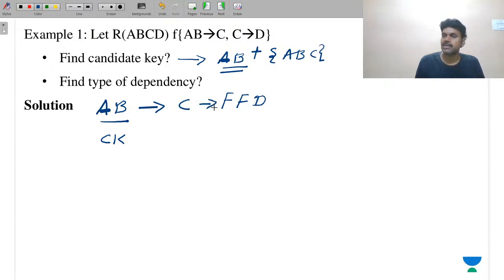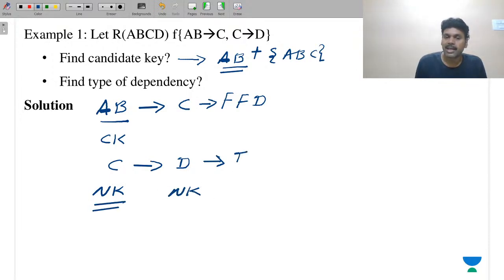Please observe friends. What is the next dependency? C implies D. When you say that C implies D, C is not a candidate key or a super key. It is what? Only non-key. And D is also non-key. Hence it is a what? Transitive dependency. It's not PFD. PFD means LHS must be what? Part of key. This is not PFD. It is a different type of dependency which can create redundancy. That is a what? Transitive dependency.